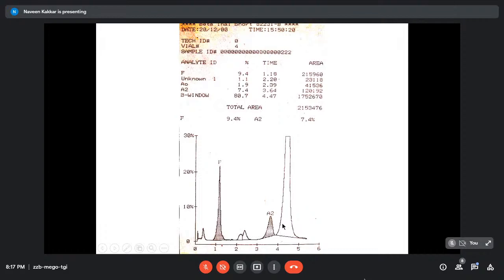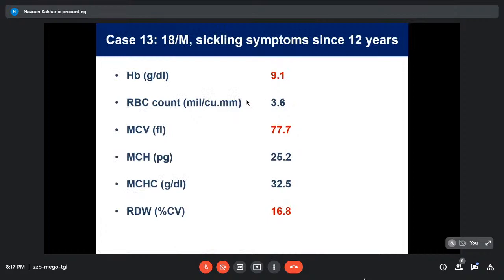And we also have, so again I'm dropping the center value for the retention time, down it goes. 4.5 was our area for S. Machine itself is telling you S window 80.7. With this amount of S hemoglobin, that's the reason why the patient is presenting with sickling symptoms.